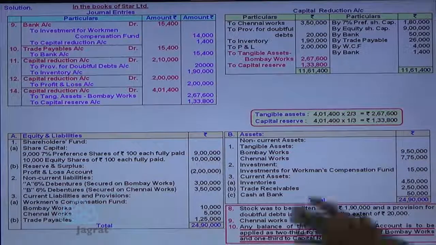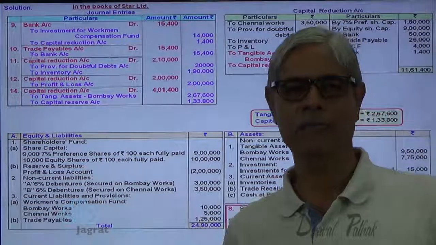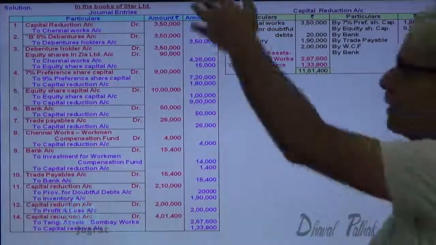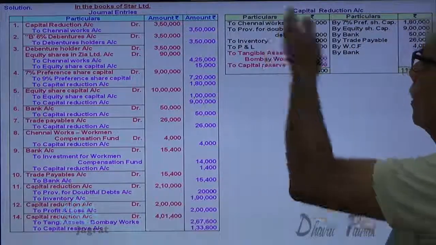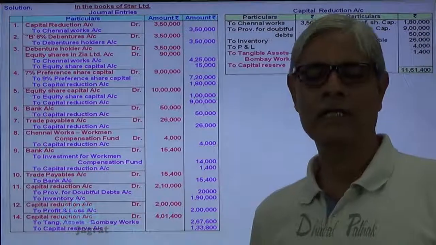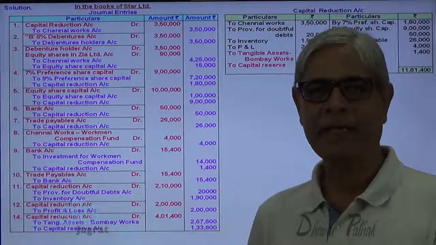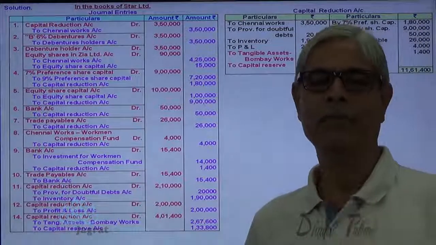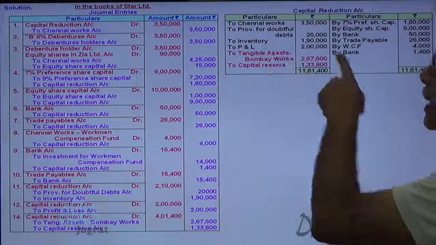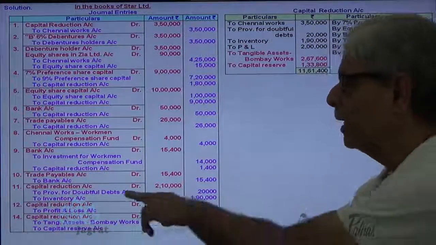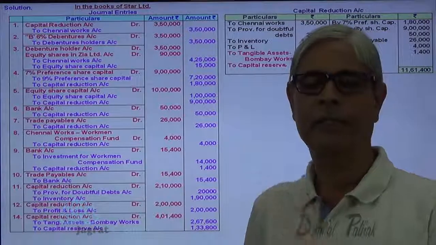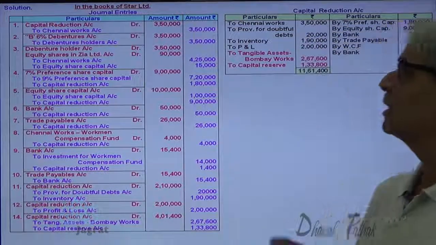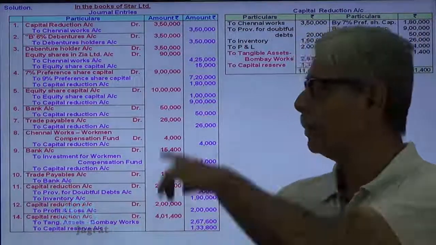Now, let me demonstrate all the journal entries that I have recorded for this sum at one place. Just observe them on the screen. So these are the various journal entries that have been recorded by me. This is the capital reduction account prepared. Why is capital reduction account prepared, though not asked? I have prepared capital reduction account to find out this missing number of 4,01,400, and in light of that, the 2/3 amount to be written off against Bombay Works and the amount to be transferred to capital reserve account can be worked out. So this is prepared just as a working note for your better understanding.